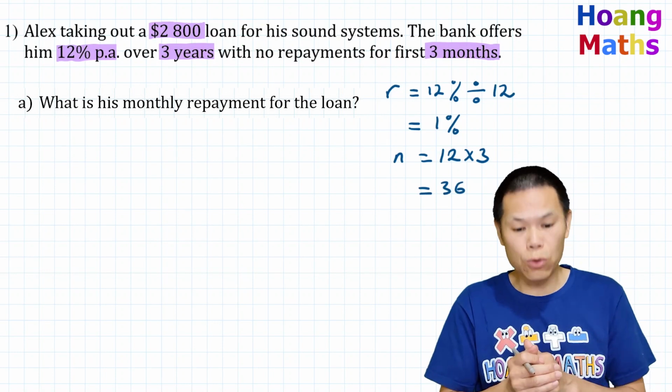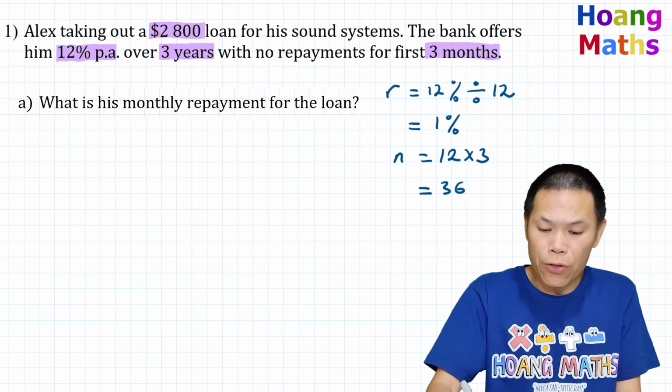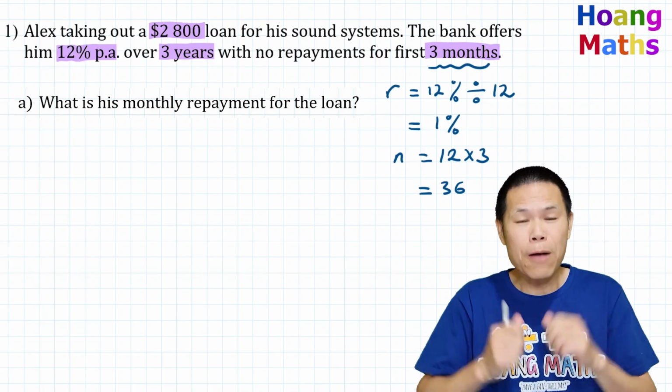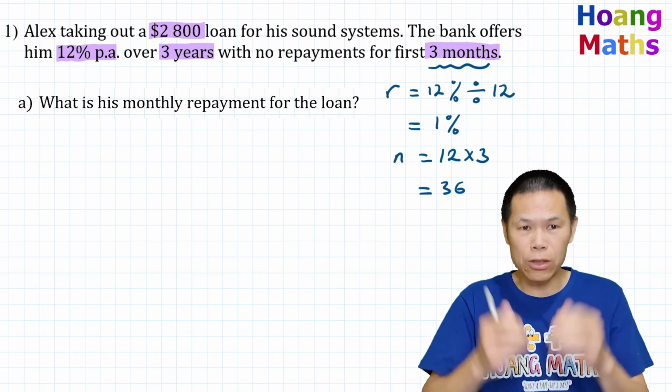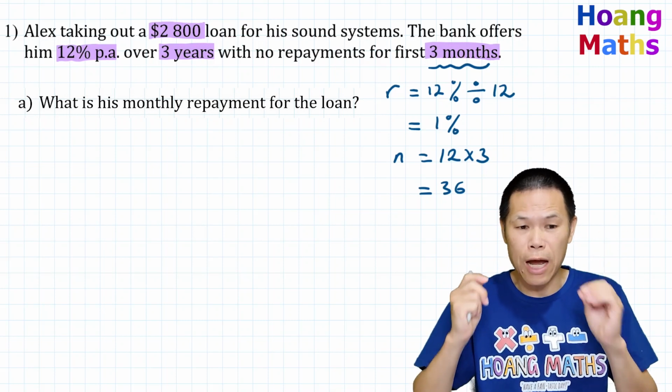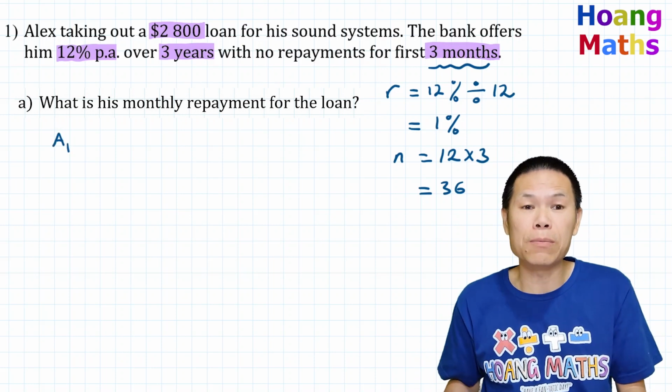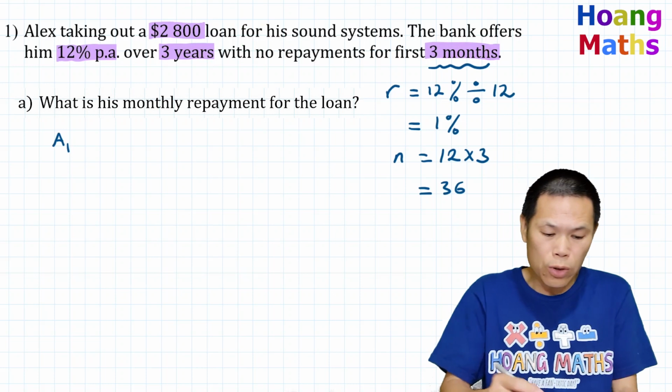Now we need to know that for the first 3 months there is no repayment. However, he still has to pay interest. So let's just work out 1 month at a time. Let's say A1 is at the end of the first month, to work out how much is owed.